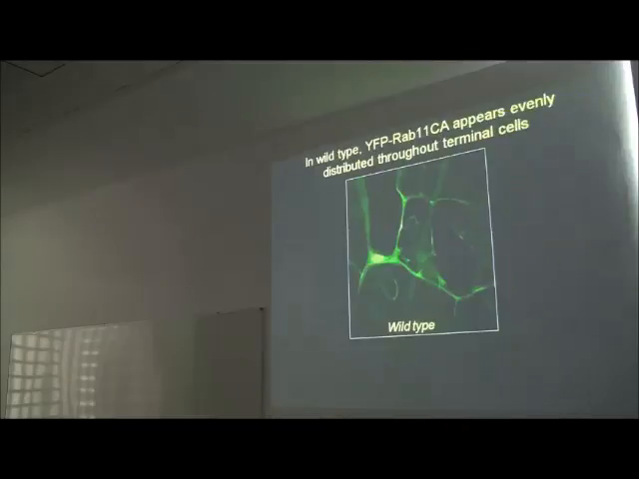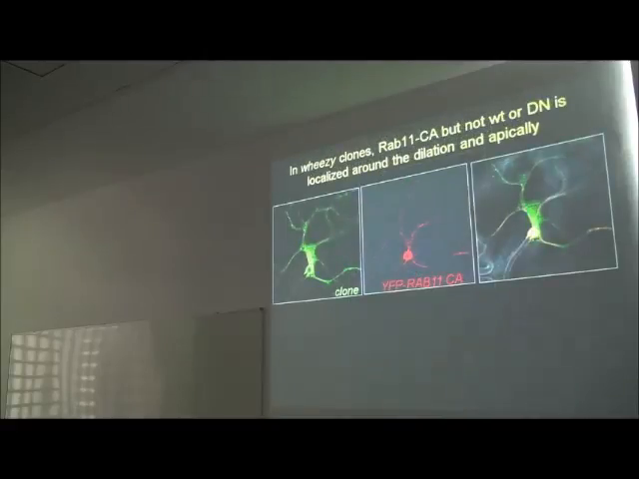But this turned out not to be useful. The same was true with the dominant negative form of RAB11, but the constitutively active form of RAB11 turned out to be useful. So ignore the nuclear staining that you're seeing here. That's, again, a background problem. But the cytoplasmic staining is the constitutively active form of YFP-tagged RAB11, and it's throughout the terminal branches. In the GCK3 mutant, we've switched labels, so now YFP is in red. You see this massive localization around that large dilation, and then RAB11 spreading along the apical membrane.